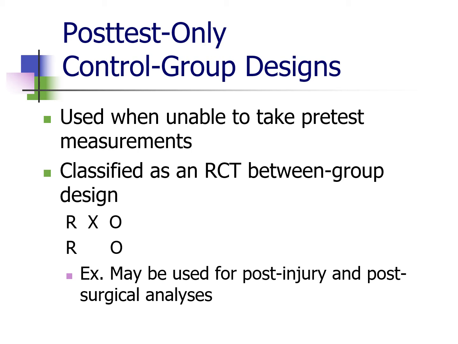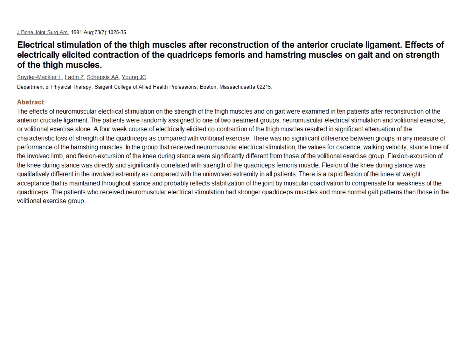If you look at the notation for this particular design, we see, again, the R's indicate that participants were randomly assigned to the two groups. The X represents an intervention, and the blank in the second row below that X represents the control group. And the O's represent the observation or assessment of the dependent variable. Again, this is a design that's commonly used when we're unable to take pretest measurements, for example, if we're dealing with individuals post-injury or post-surgery.